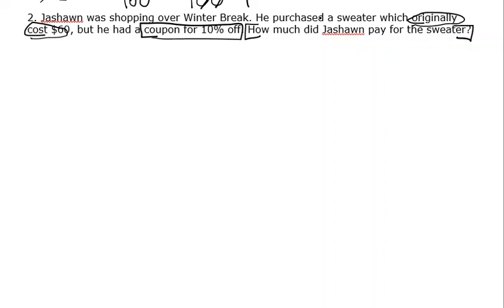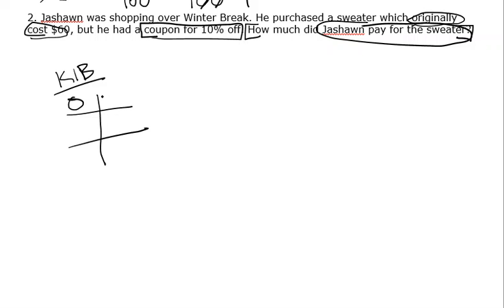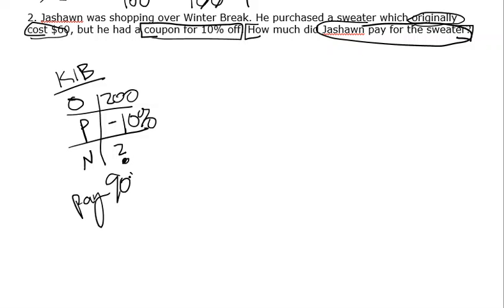Okay, so again, I am being asked how much he paid. I'm not being asked how much did he save or what was the discount. I'm being asked how much did he pay. One of the things we did today in our key information box is I have what we call an OPN chart. So my original here is $60. My percent change is going to be minus 10%. And my new rate, this is the price that I'm trying to figure out. What is he paying? Okay, so then minus 10% means he's going to pay 90%.